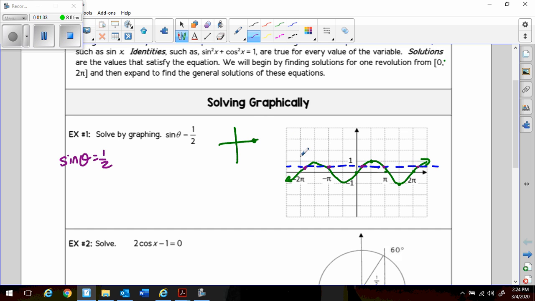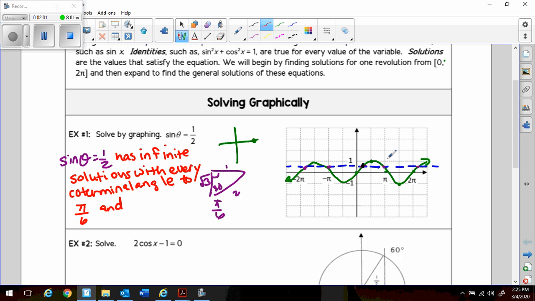At this point right here is going to be, I think, 30 degrees. So if we draw our triangle, and this is 30, this is 1, 2, square root of 3, and sine is 1/2, opposite over hypotenuse is 1/2 at 30 degrees. So I'm going to say every coterminal angle of 30 degrees, which is pi over 6. Sine is also 1/2 right here. It's going to be right before this, which is, I think, 5 pi over 6. Still going to be a 30 degree reference angle. So this is going to be 5 pi over 6.